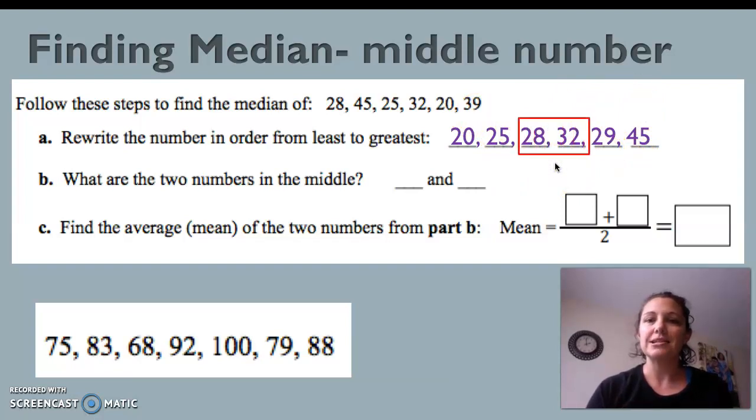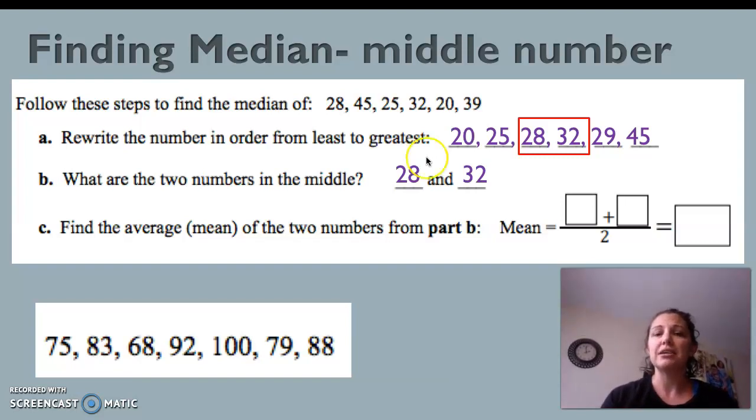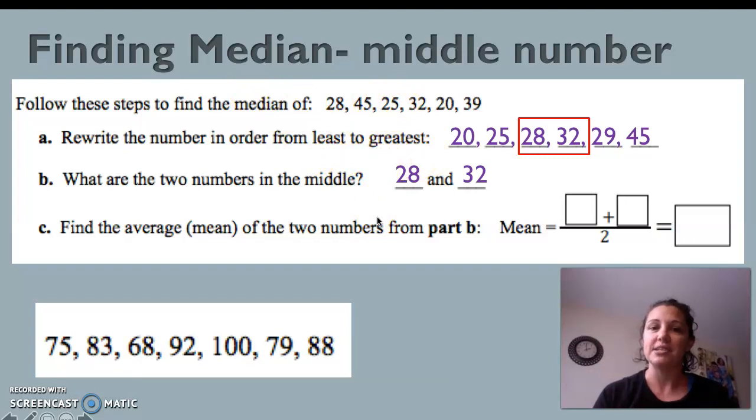And in this list, we actually have an even amount of data. We have 6 numbers, which means there are 2 in the middle, 28 and 32. We actually need to find the very, very middle of those 2 numbers. So mathematically, we would have to find their mean, their average, just like what we did previously. We're going to add 28 and 32. We get 60. When you cut 60 in half, we get 30.